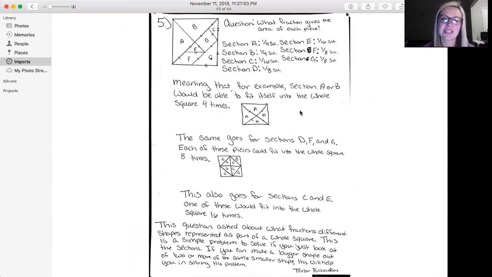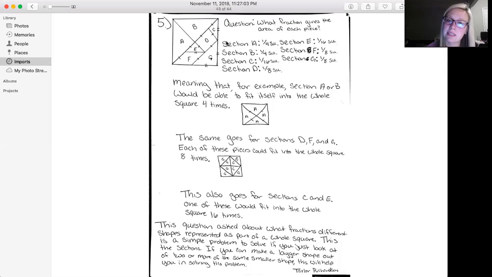And then we're moving on to number 5. And this one is fun because it has a nice little picture for you. And the goal here is to find what fraction gives the area of each piece. And so you see the sections A, B, C, D, E, F, and G here in the square that's given. And what we're going to do is we can see already that A and B, they're equal, and they take up 1/2 of this picture. And so since we know that they take up 1/2 and that they are equal to each other, they each take up 1/4 of the whole square.